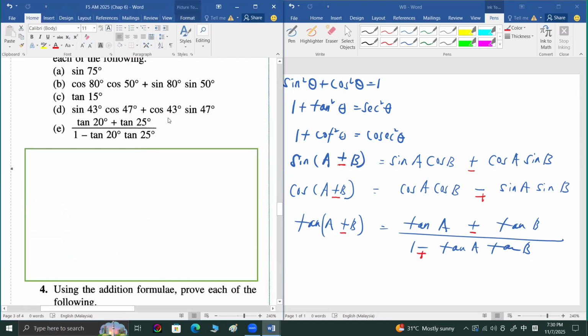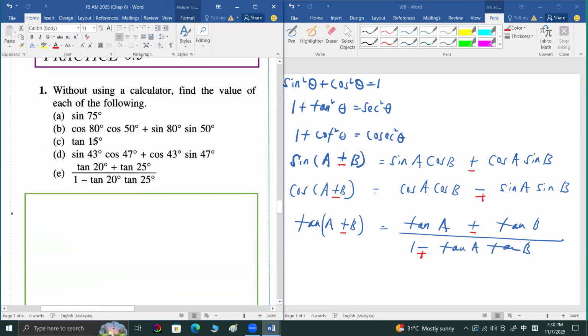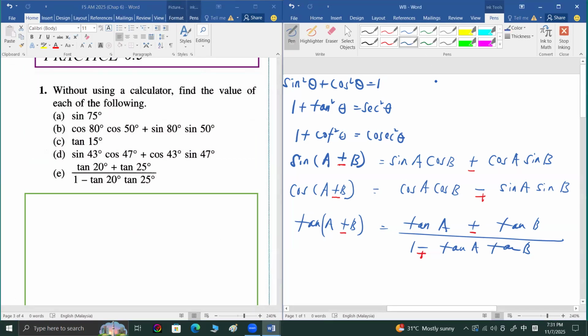Okay, look at this, tangent 15. I'll give you a hint: tangent 15, you make it tangent 45 minus 30. Okay, no need. I rewrite this here, because I accidentally deleted it. When you see 45, it's 1, 1, square root of 2. When you see 30, it's 1, 2, square root of 3, with a 60 degree here, okay?